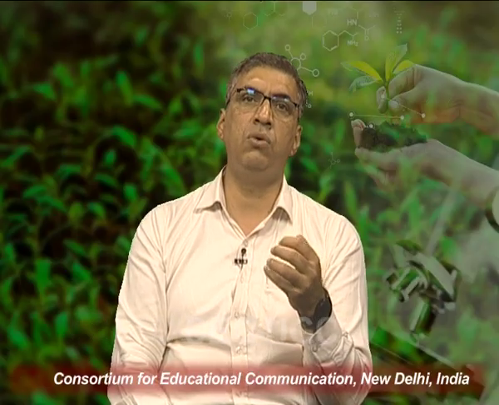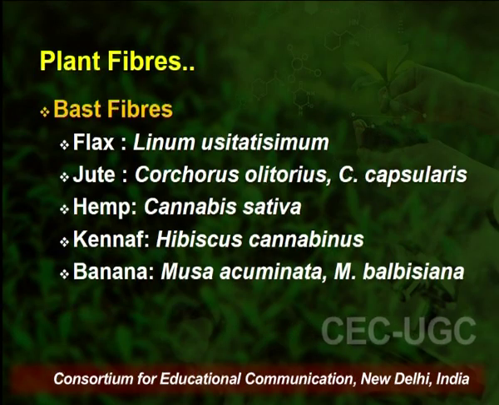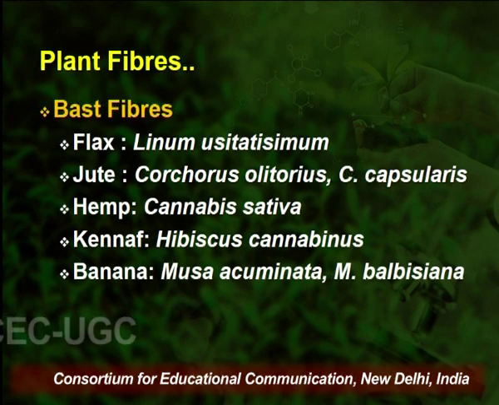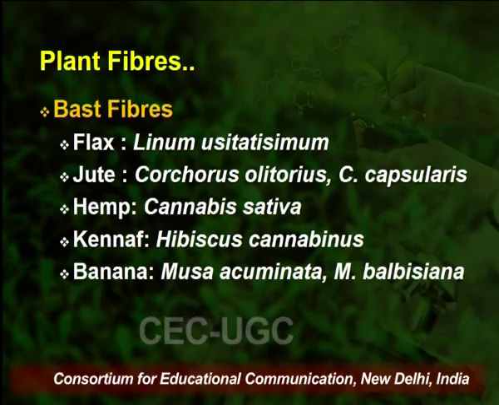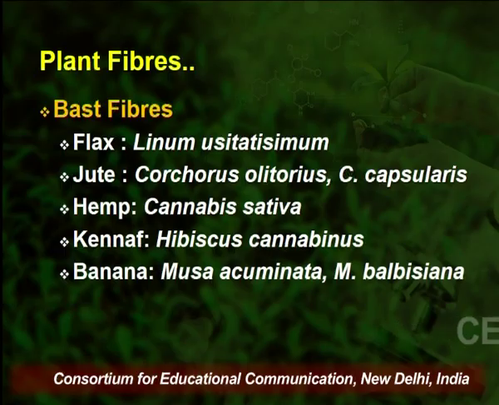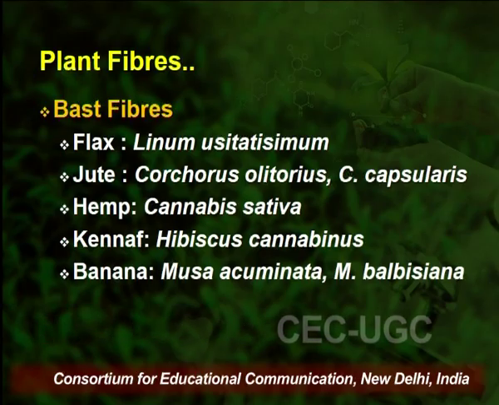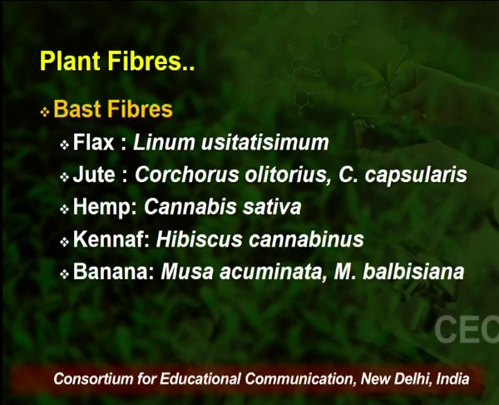Now, if we look into the bast fibers or the phloem fibers, the most common examples are flax, which is obtained from the flax plant, that is Linum usitatissimum, or commonly known as ulci. Then we have jute, which is obtained from Corchorus olitorius or Corchorus capsularis. Then we have hemp, obtained from Cannabis sativa. We also have kenaf fibers, which are obtained from Hibiscus cannabinus, which is commonly known as Deccan hemp.